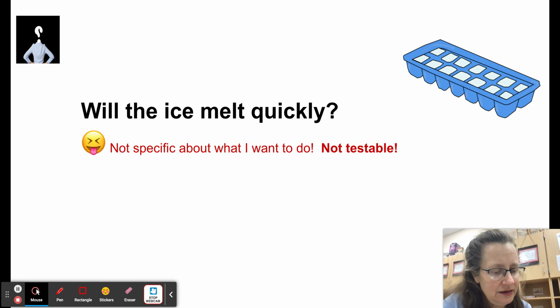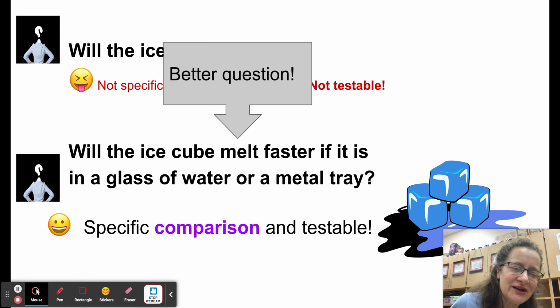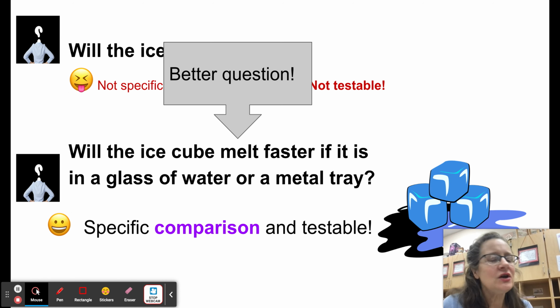And the next one is a better one. Will the ice melt faster if it's on a glass of water or a metal tray? Or better yet, a metal tray, a plastic tray. There's all kinds of comparisons you can do with ice. Ice is a good material to learn about, especially as it applies in precipitation and dealing with the weather and being safe.